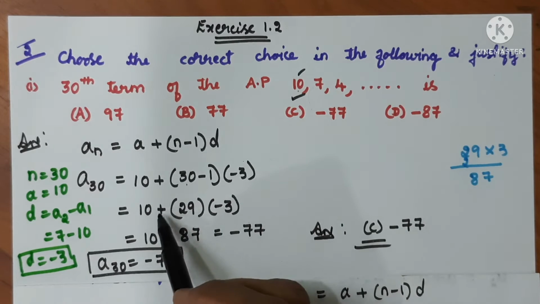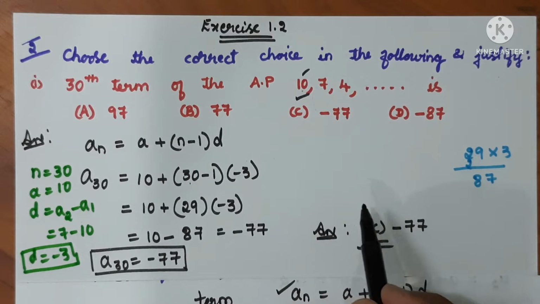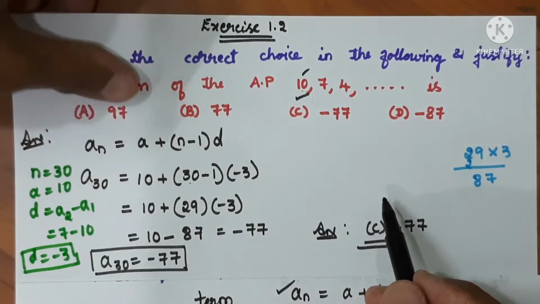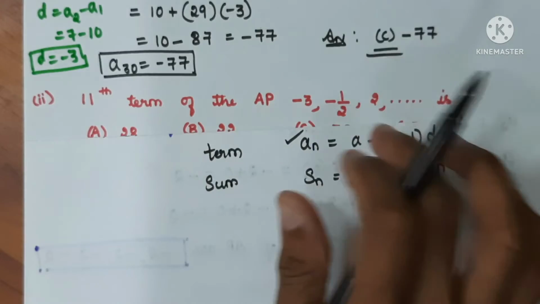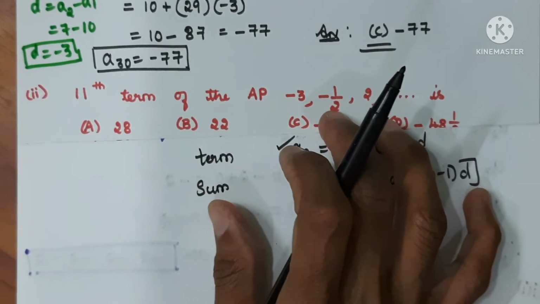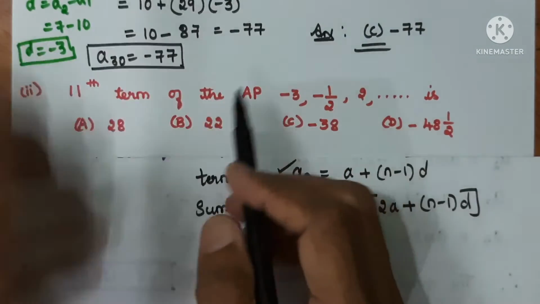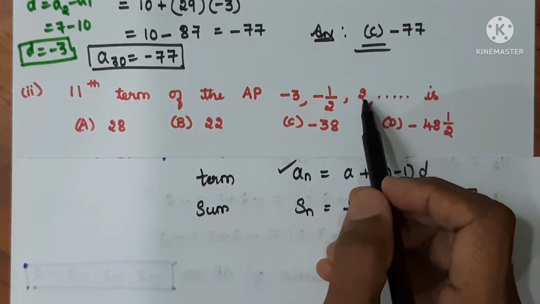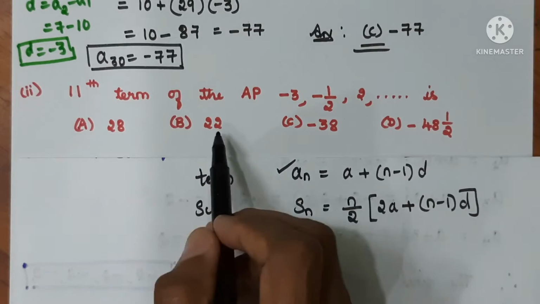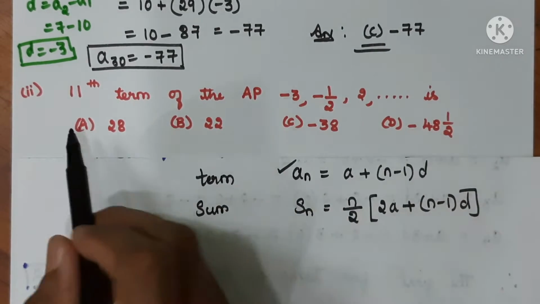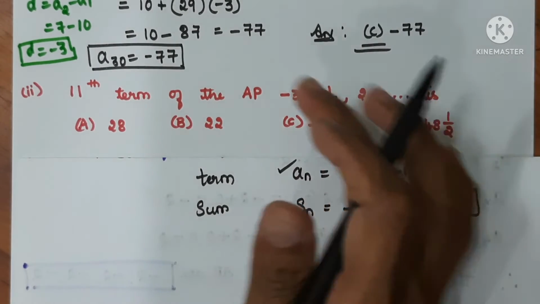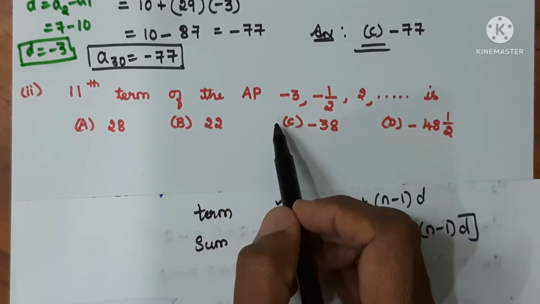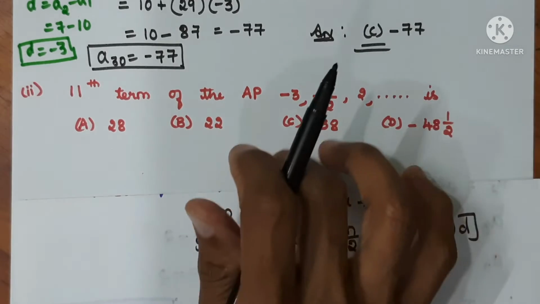Like this, using the term formula you can find the 30th term of the given AP. Now let us find the answer for the second question. The second question is: the 11th term of the given AP minus 3, minus 1 by 2, 2, etcetera, is. They have given 4 answers. We have to choose the 11th term of the given AP. In a similar way as we solved the previous question, let us find the 11th term of the given AP.